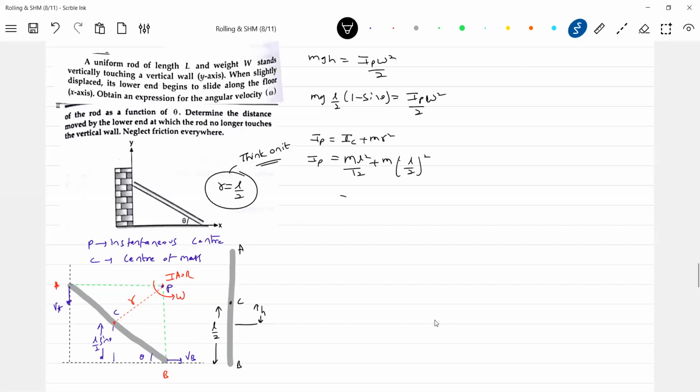Substituting the value, Ip will become mL square by 3. This value of Ip I'll substitute in this equation: mgL by 2 times (1 minus sine theta) equals mL square by 3 times omega square (by 2). So omega is equal to the square root of 3g by L times (1 minus sine theta). What is being asked? Obtain the expression for the angular velocity of the rod as a function of theta. Okay, this is one equation we got. Further, if you want, take the under root of it.